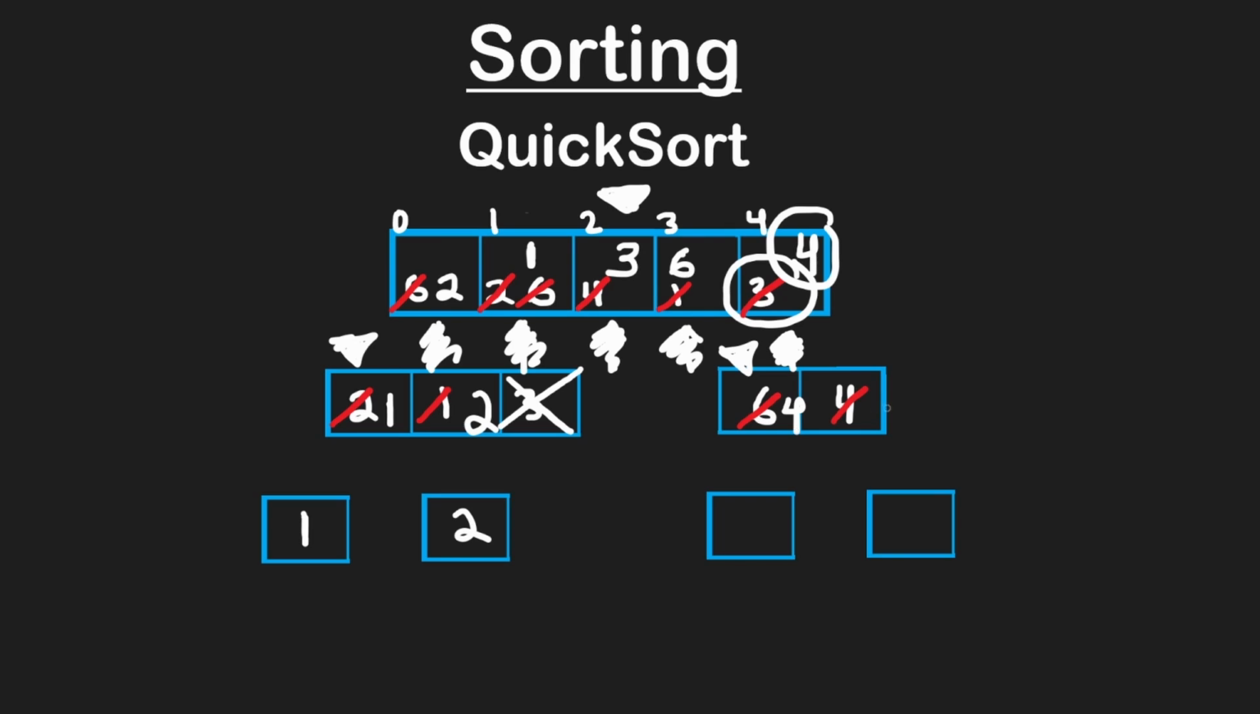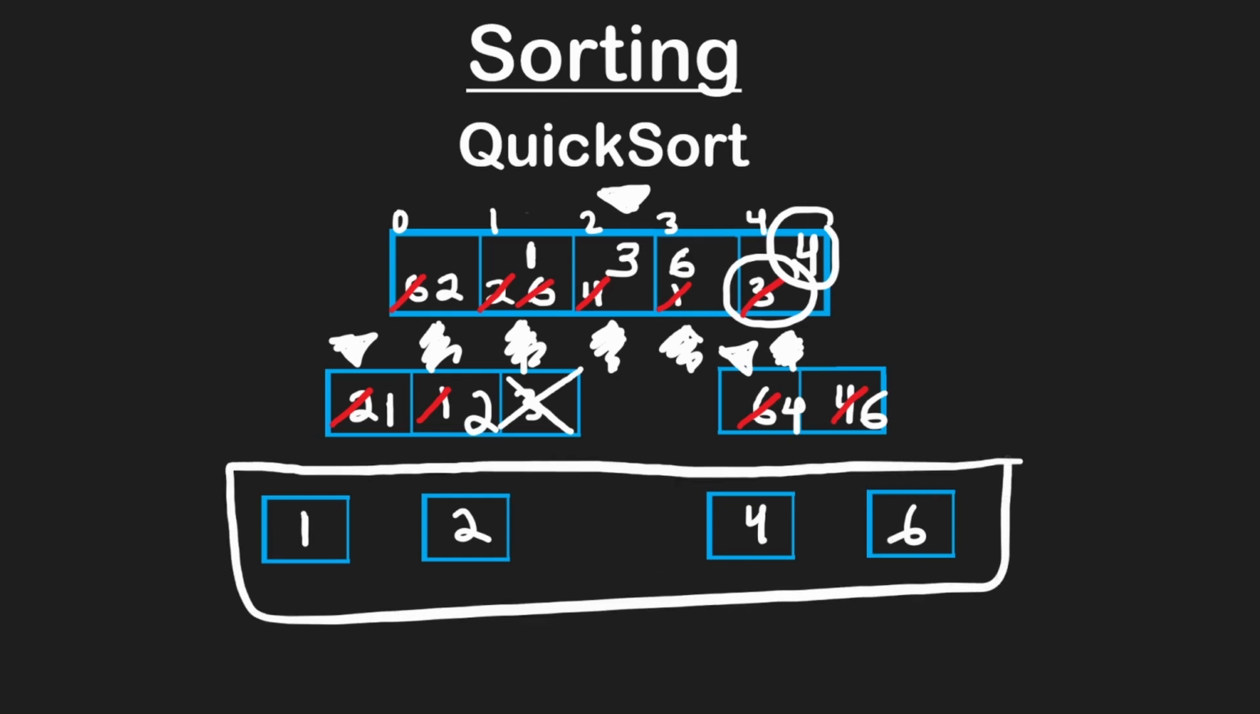So this would be a 4, and then this would be a 6, and then we would run quicksort on these 2 subproblems, 4 and 6, but this is the base case. This is also the base case, so we're done. Now remember, this is happening in place. These are not extra arrays.